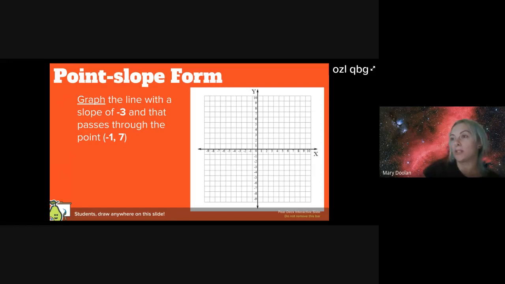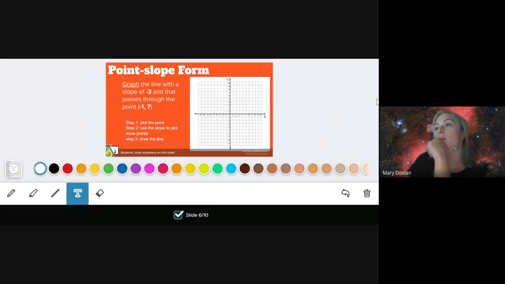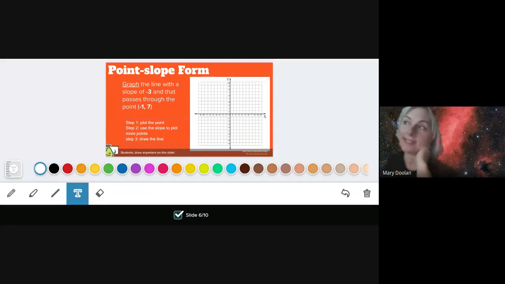So go ahead and go back to your Pear Deck tab, and I want you to work on that one until 2:20. And I didn't show you what I was typing, and I apologize. So at this point, if you come back and look at the Meet screen, you'll see there's some steps there. Okay, and those are the 3 steps you're going to do to graph the line on this slide. Slide 6.